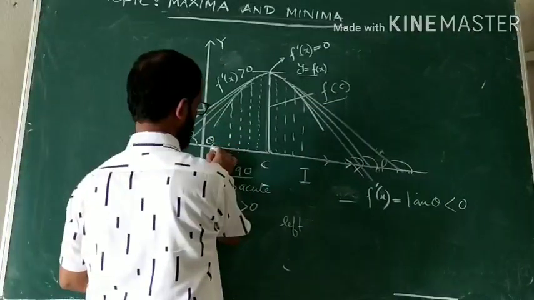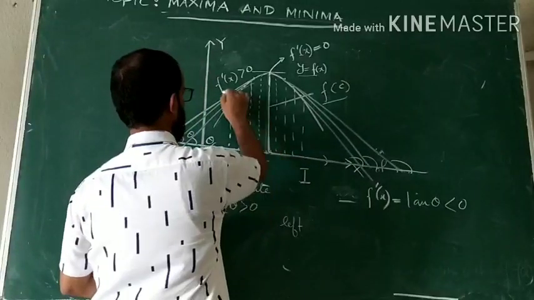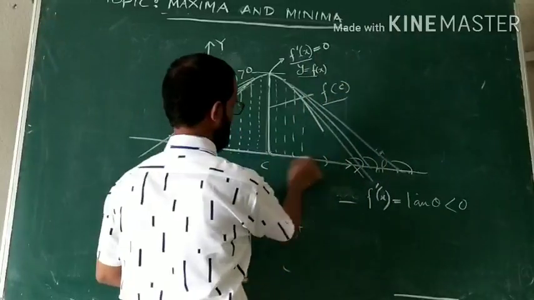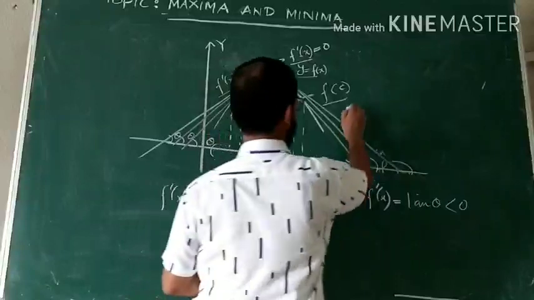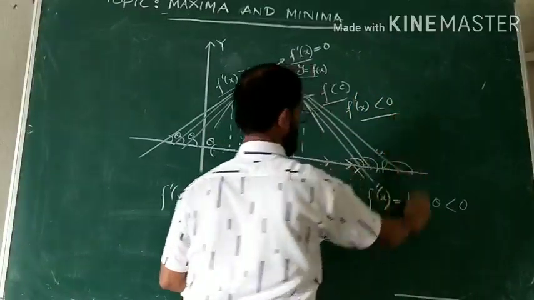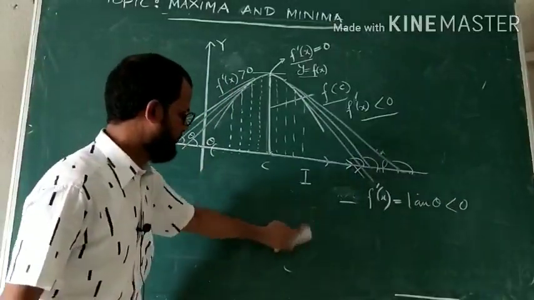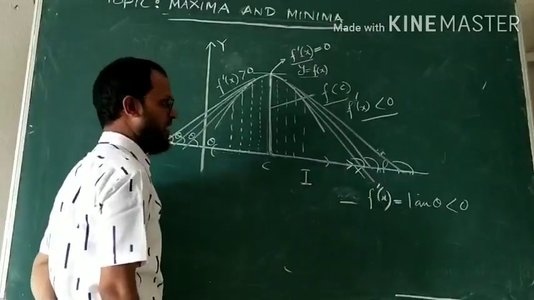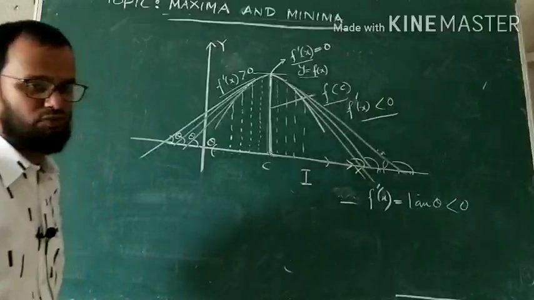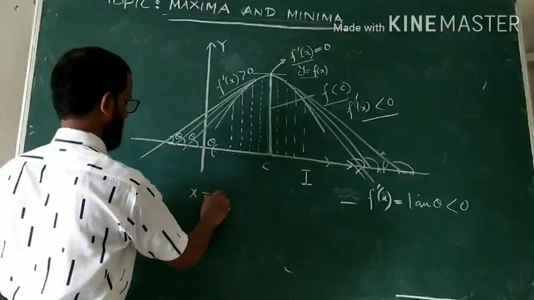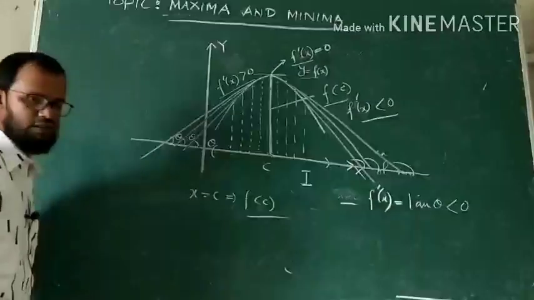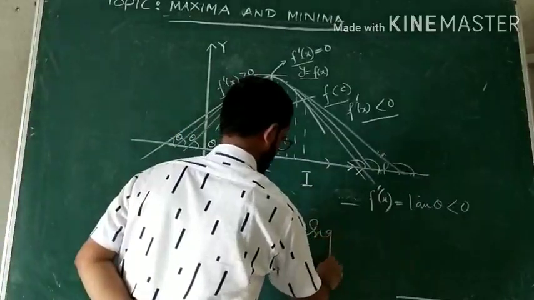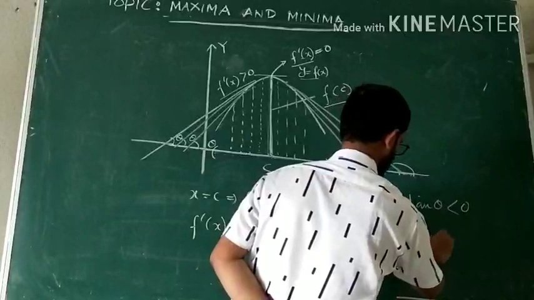Finally, when x approaches C from the left, before reaching C, the sign of f dash x is positive. When it reaches exactly x equal to C, its value is 0. And when it crosses C and moves towards the right, the sign of f dash x is less than 0. That means we conclude that when f x reaches its maximum, f dash x changes sign from positive to negative. At x equal to C, we get the maximum value of f x, which is f c.